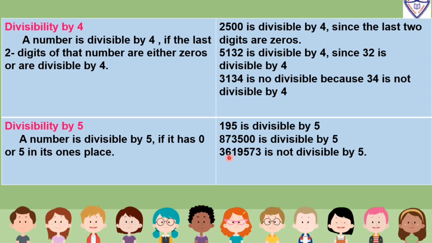Now next example, 36,19,573 is not divisible by 5 because 3 is in the ones place. So it is not divisible by 5. Okay.